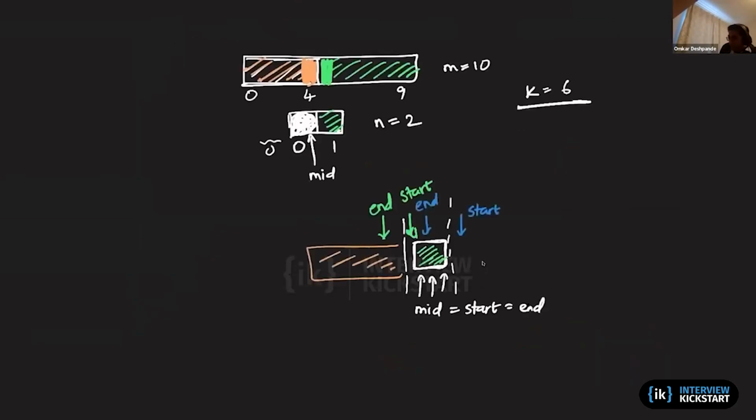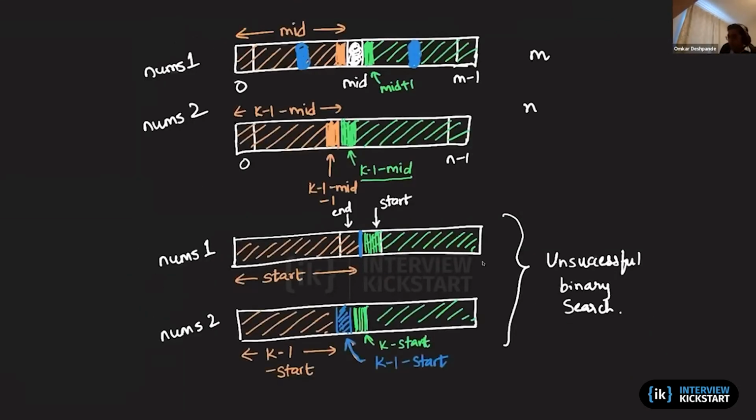Going back to this diagram, if the orange region is bigger than what we thought, then on the other side, it could be shorter than what we thought. So it's possible that when we look for k minus 1 minus mid minus 1, we could end up with an index that's less than 0. How could that happen? Because imagine there's only one valid index here, there's only one element here, and at some point we are at mid here, and let's say this orange boundary is exactly that single number.